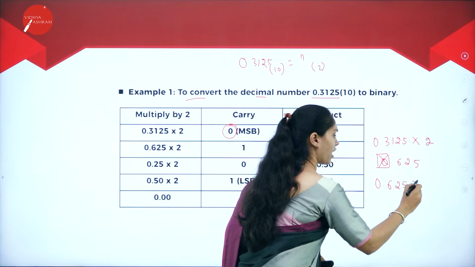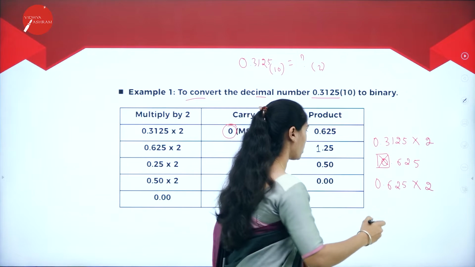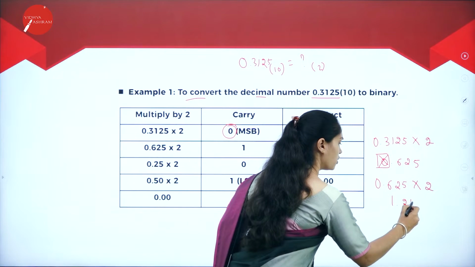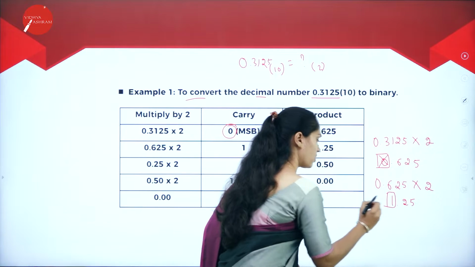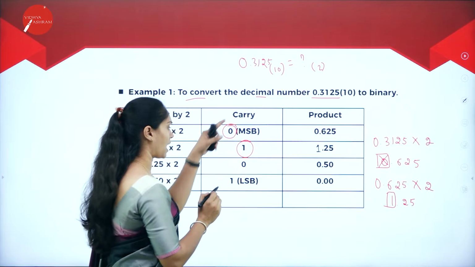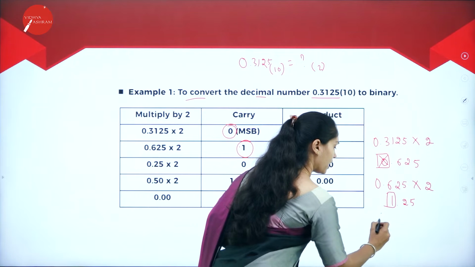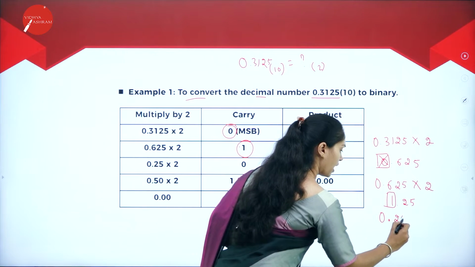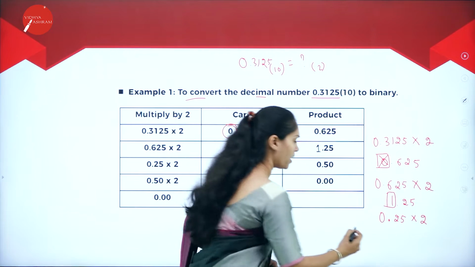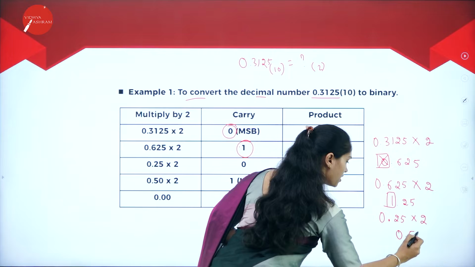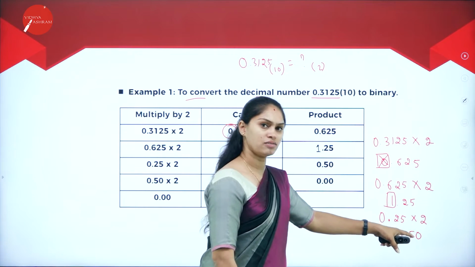So 0.625 into 2. If I multiply 0.625 by 2, then what are we going to get? We are going to get 1.25. Okay, then which is the carry now? That is this one, which we are going to mark here. The carry is 1. Then what are we left with? We are left with 0.25. I can write that as 0.25 into 2. So 0.25 into 2, what will be the product? That is 0.50. So 0.25 into 2 will be 0.50.